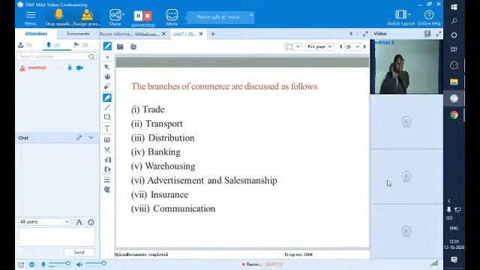Next one, the branches of commerce. Here we have 8 branches of commerce. What are the branches here? First one is trade, then transport, distribution, banking, warehousing, advertisement and salesmanship, insurance and communications.